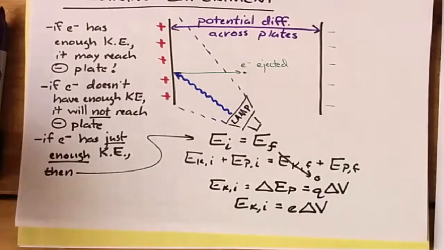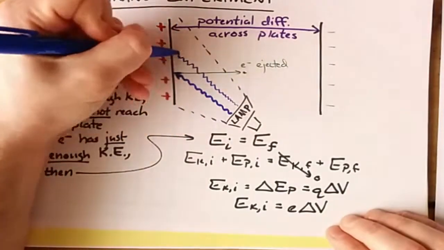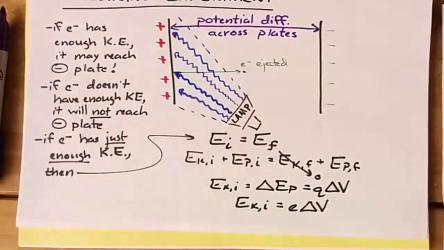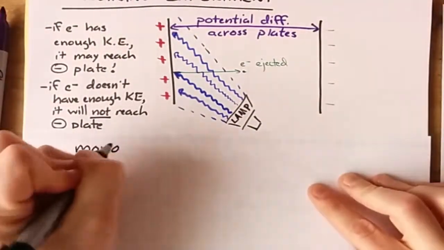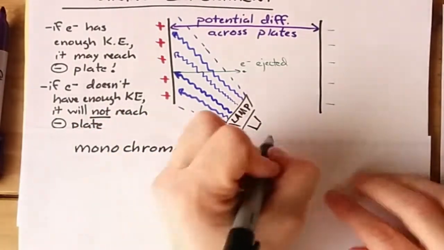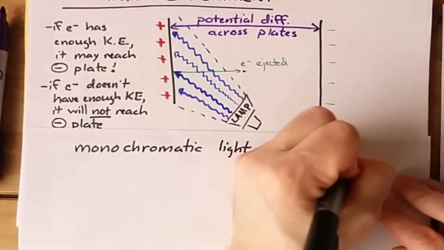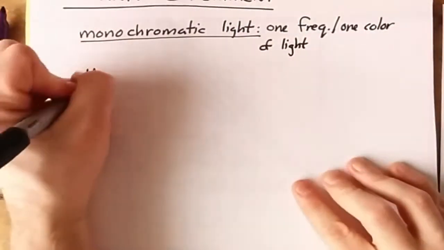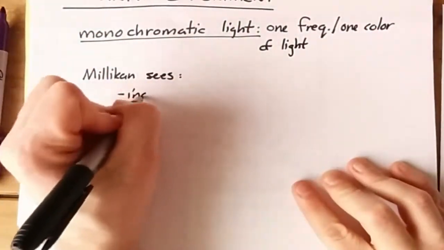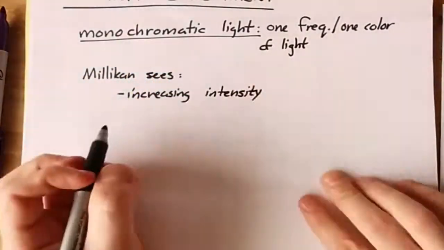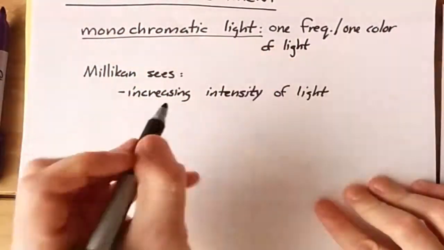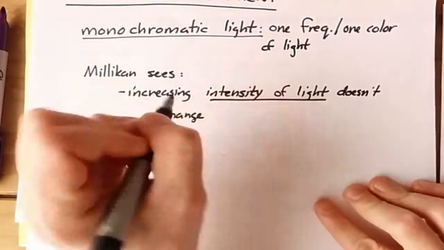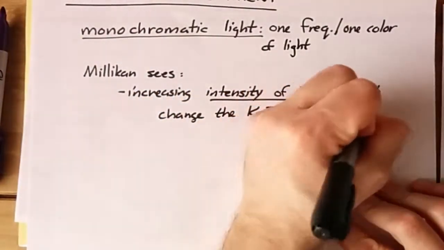So Millikan did this experiment, and he sent in monochromatic light. Now monochromatic, that means one color, and remember color corresponds to frequency of light also. So he was sending in one color of light, which is the same as saying one frequency of light. And what he noticed was that increasing the intensity of one frequency of light does not change the kinetic energy of an ejected electron. That is not expected.